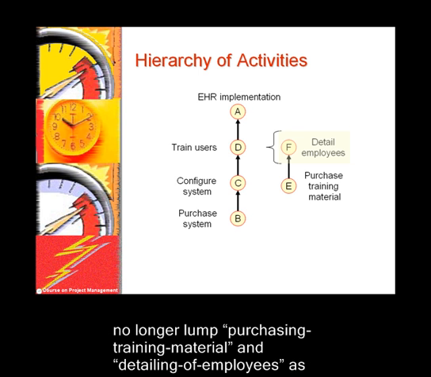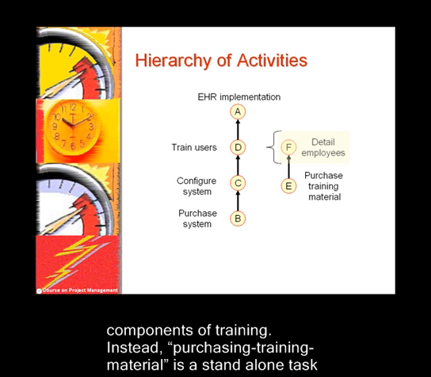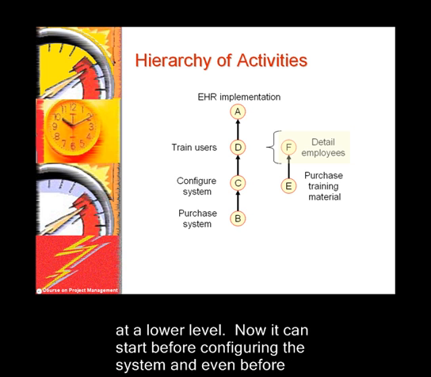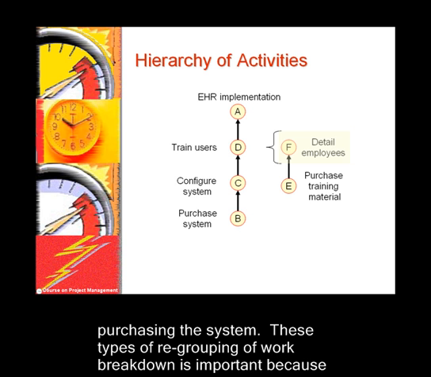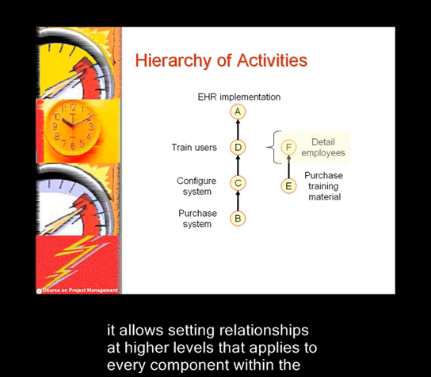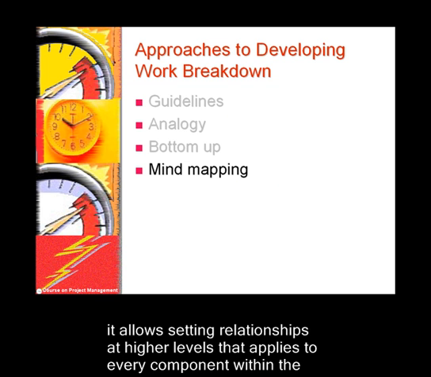We no longer lump purchase training material and detail employees as components of training. Instead, purchase training material is a standalone task at a lower level. Now it can start before configuring the system, and even before purchasing the system. These types of regrouping of work breakdown are important because they allow setting relationships at higher levels that apply to every component within the group.